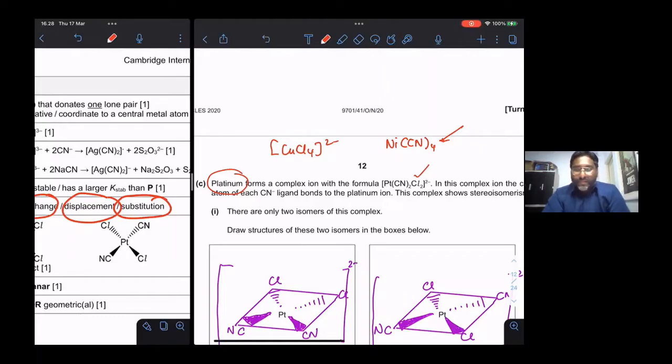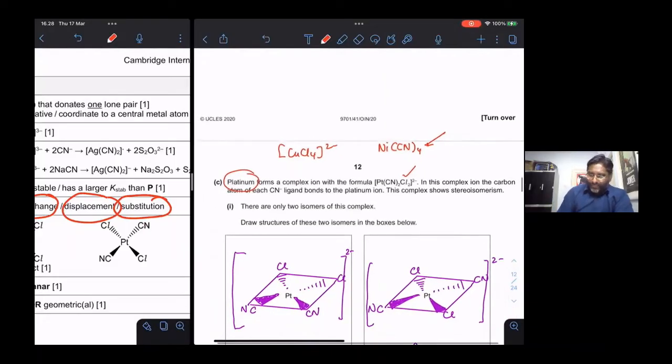So it depends. CN is bigger, so they prefer to use square planar. Similar with platinum, because there is CN, they are going to form square planar, not tetrahedral. Just take note of this. So in this complex, the carbon atom of the CN is going to bond with the platinum. The complex shows stereoisomerism.